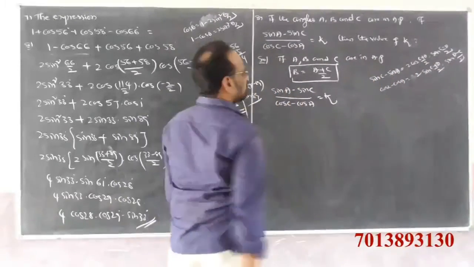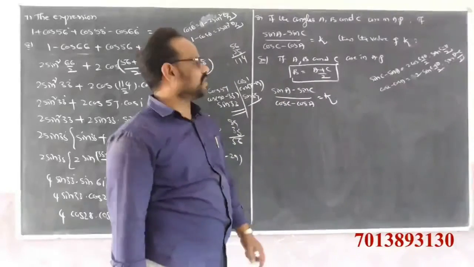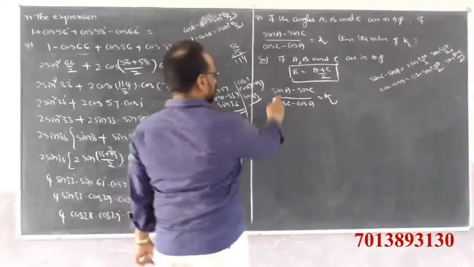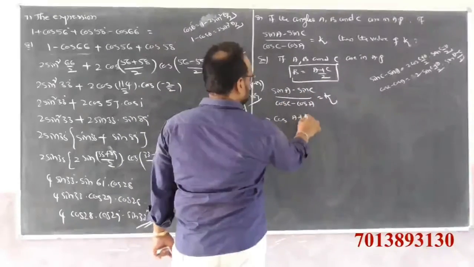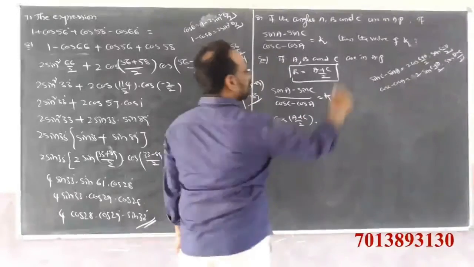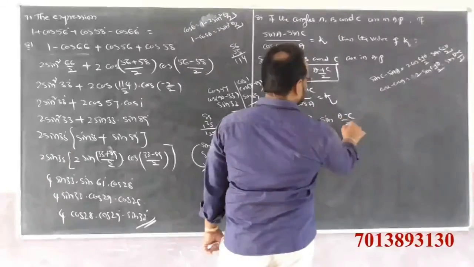So sin A minus sin C is in the form of sin C minus sin D. That is 2 cos((C plus D) by 2) into sin((C minus D) by 2). So 2 cos of (A plus C) by 2, into sin of (A minus C) by 2.